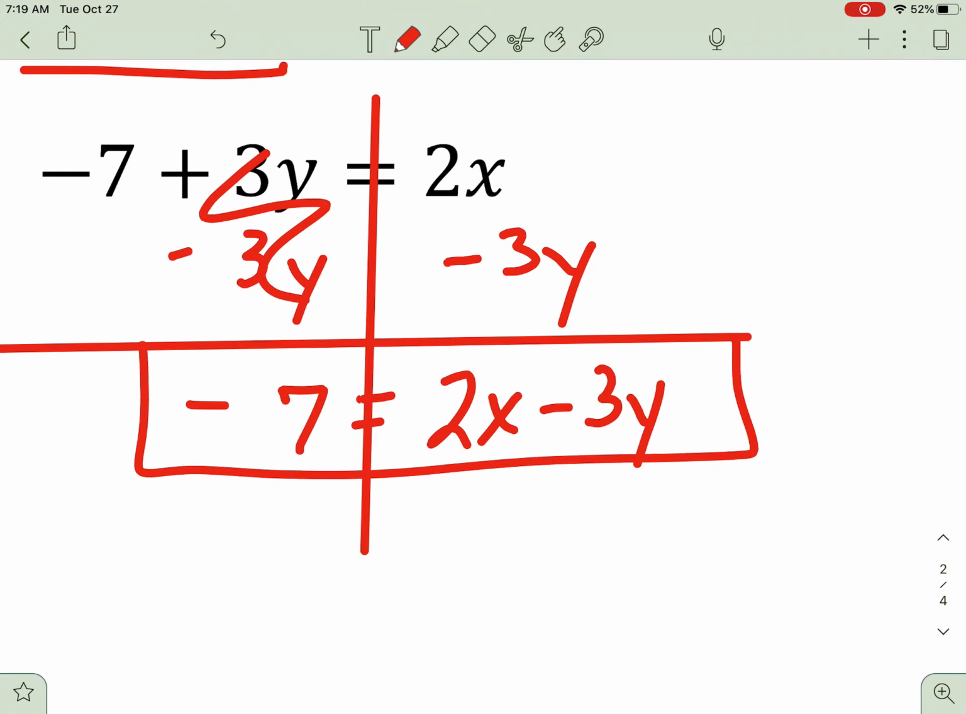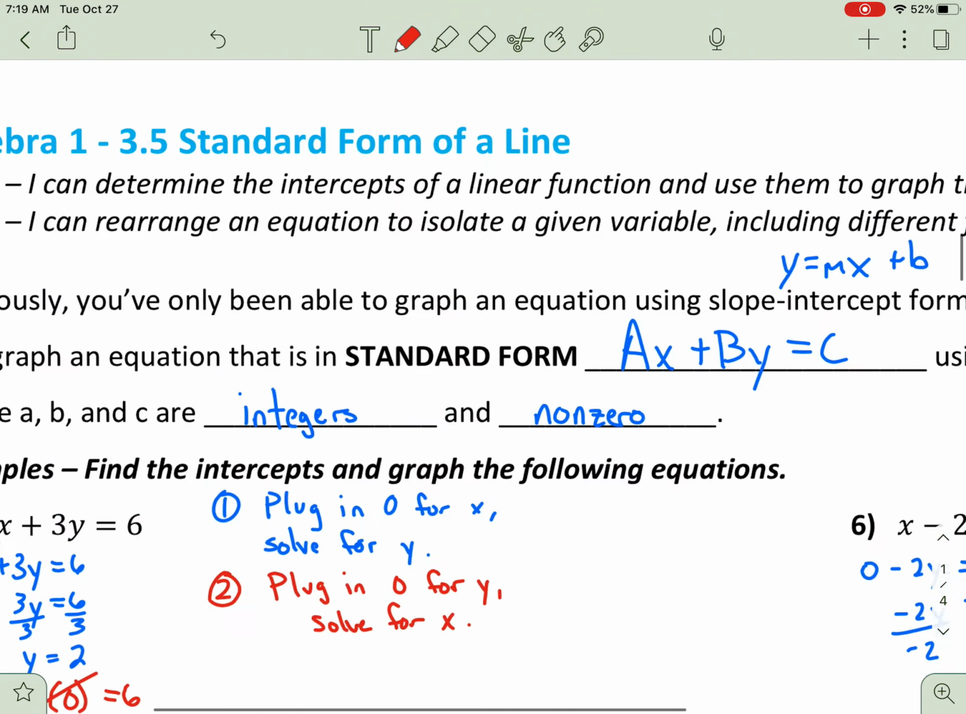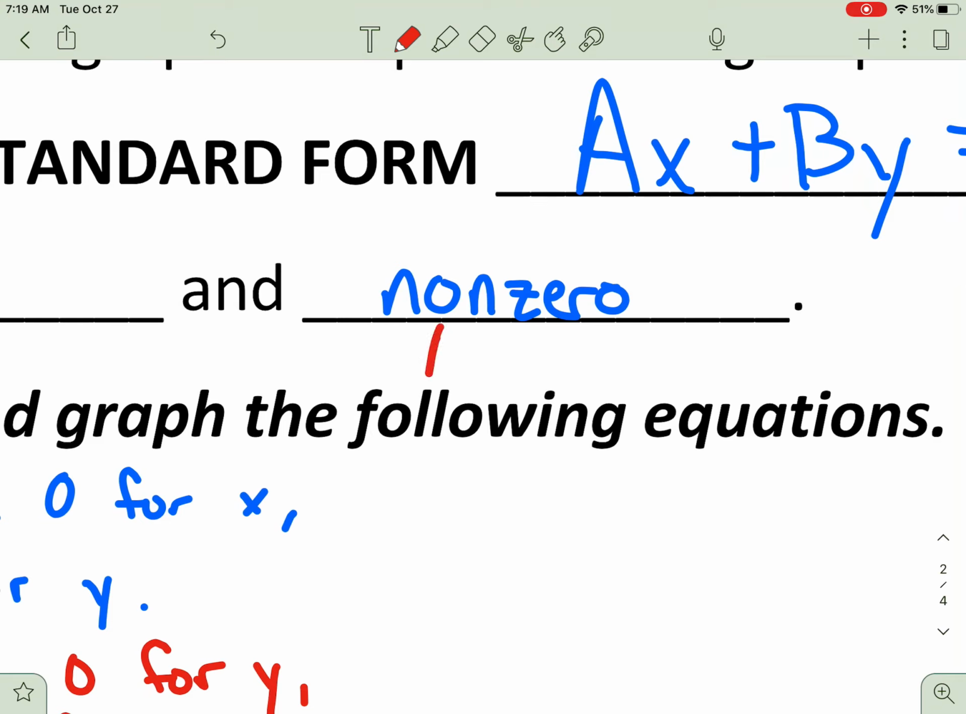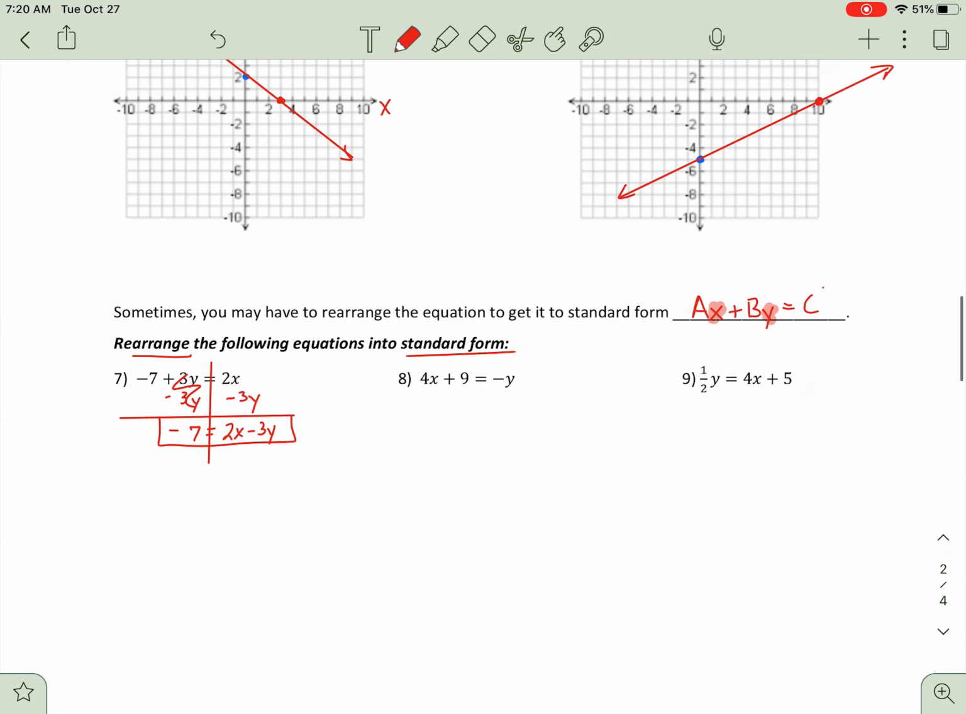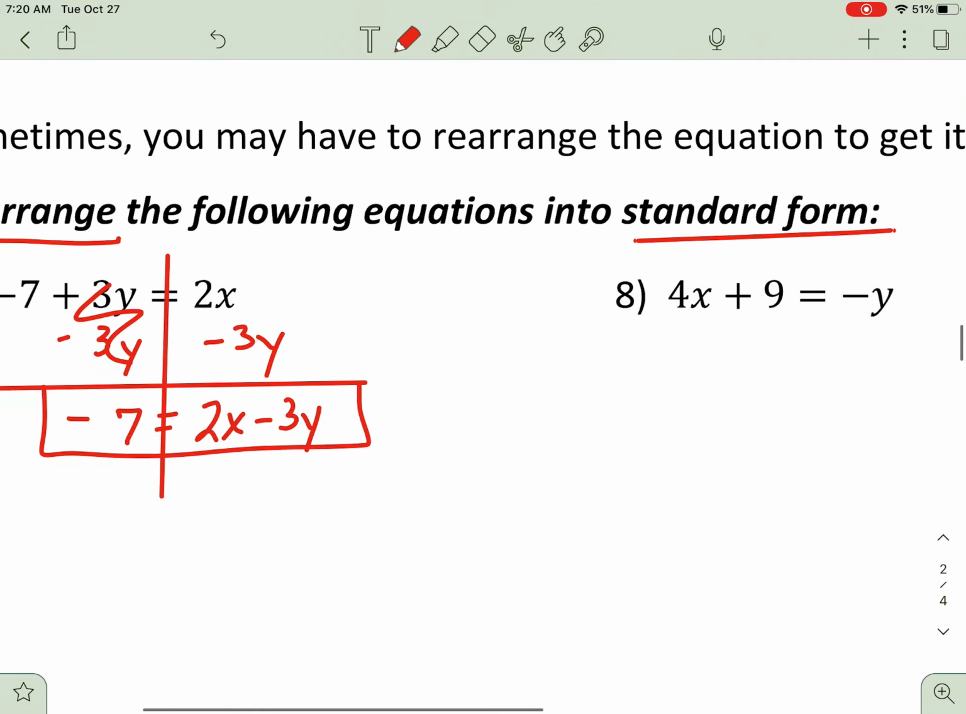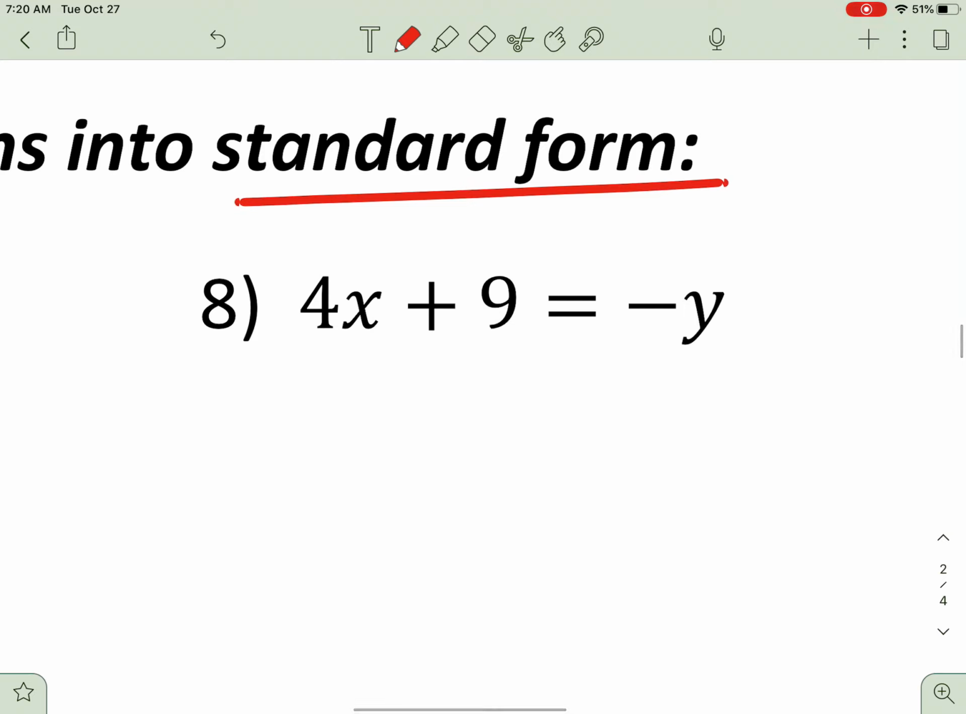Okay, done. The other thing that we didn't really write up here, but it says non-zero, but A should not be negative. Okay, so the value out in front of x should not be negative. If it's negative, you have to take it to the other side, or divide everything by negative 1. Okay, let's try number 2 here, or number 8.